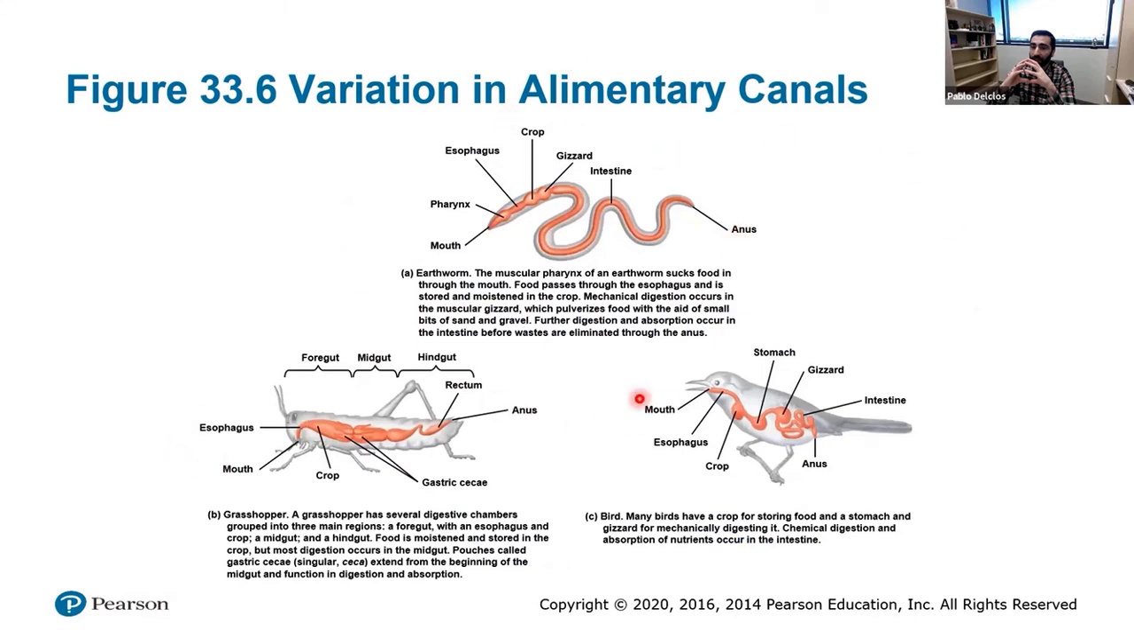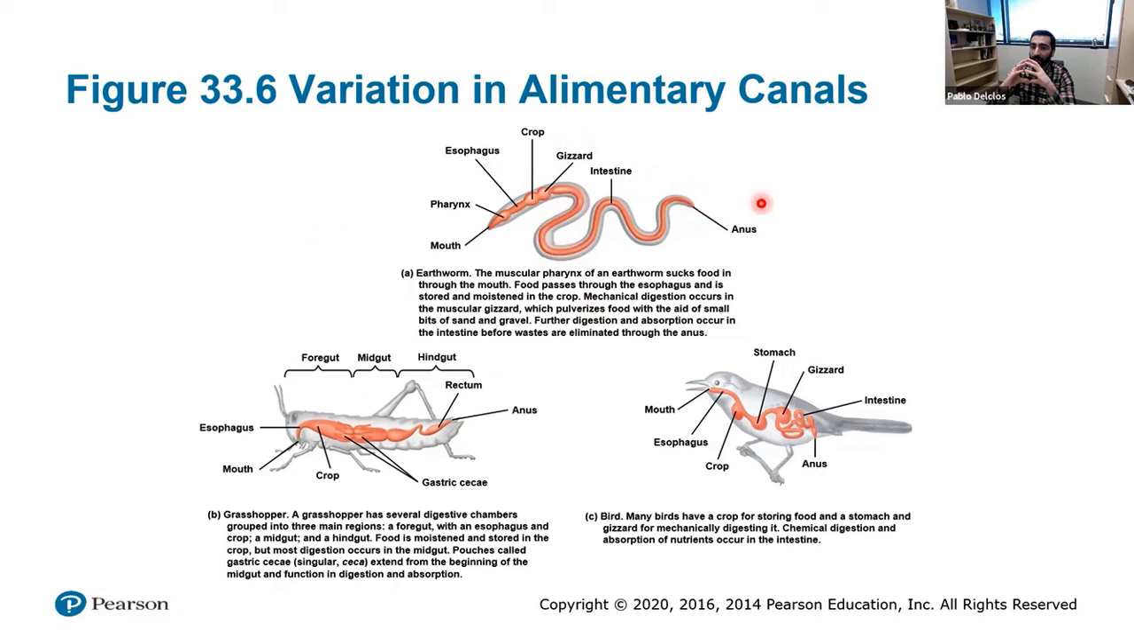And once you start looking within the alimentary canals, they differ from system to system. Alimentary canals can have specialized regions that carry out digestion and absorption in this sort of stepwise fashion, where as you go from the mouth to the anus, things get broken down more and more, and nutrients get more and more absorbed in places like the intestine.